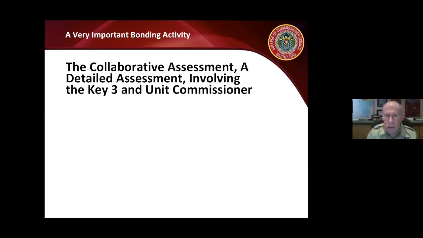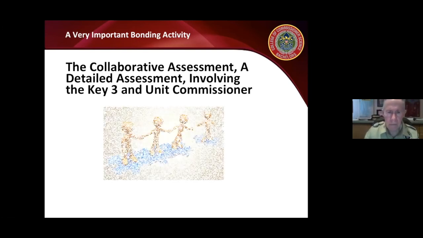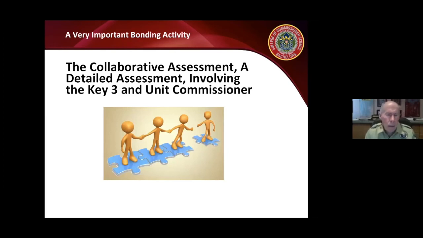The unit commissioner should be involved with a collaborative assessment. This is a detailed assessment, and the unit key three and the unit commissioner get involved with this. I think this picture is a great illustration of the key three linked together, holding hands, and the unit commissioner coming to visit with his hand extended to the hands of the unit key three and having that communication together.